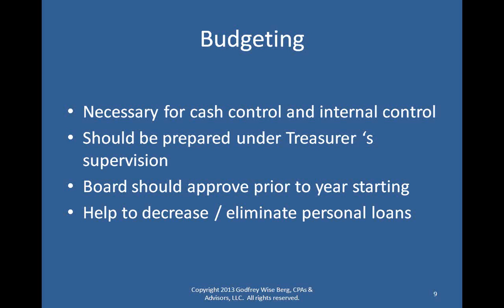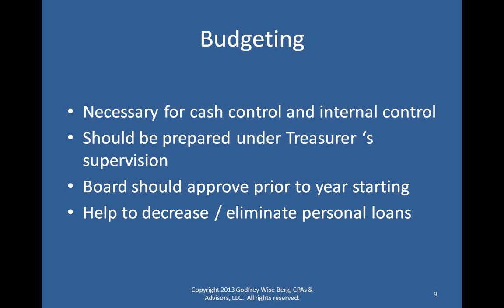Budgeting is necessary really for cash control and this internal control that we talked about before. By budgeting, you're looking at your organization's expectations of your income and your expenses over the year. And if the actual amounts are falling outside of what you budgeted for, then those should be followed up to determine if there is an issue. And if there is a problem, what corrective action needs to be taken at this point, sooner rather than later, before we have a bigger problem.